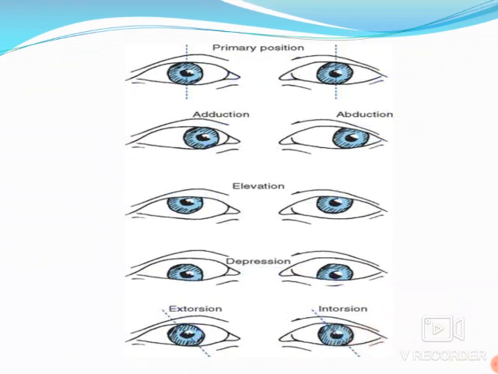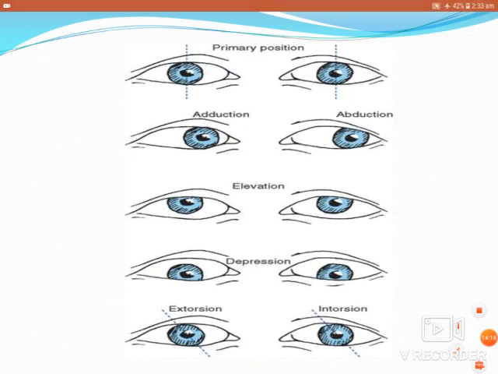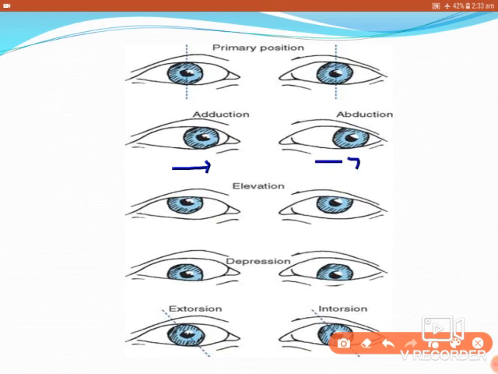Then these are the conjugate movements. Okay, so these movements take place in the same direction. Here elevation. And also the visual axes lie parallel to each other in these conjugate movements.